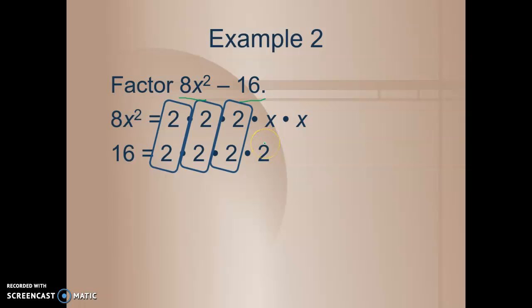Remember, our greatest common factor is the product of the common factors. So 2 times 2 times 2, those are their common factors. Product means multiply, so when we multiply those together, our greatest common factor is 8.